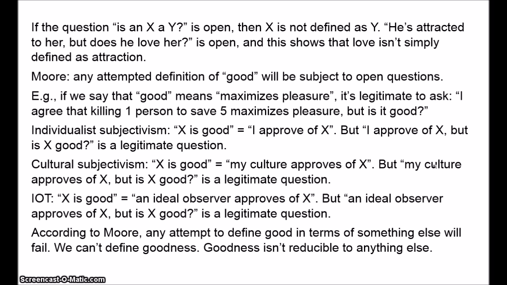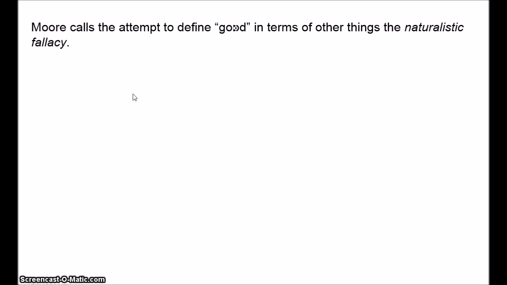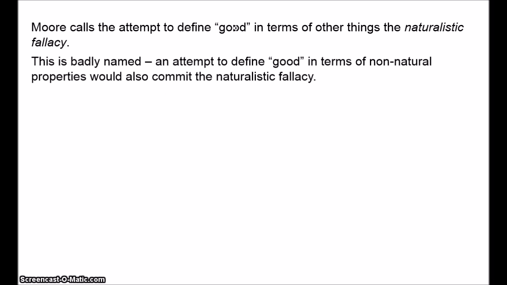All we can say is that good is good. That's it. We can't define it. Goodness is not reducible to anything else. Moore says that anybody who attempts to give a definition of good commits what he calls the naturalistic fallacy. Now, this is quite badly named, because Moore argues against giving any definition of good, not just against defining it in terms of natural properties. So if you attempt to define good in terms of non-natural properties, you've committed the naturalistic fallacy too.